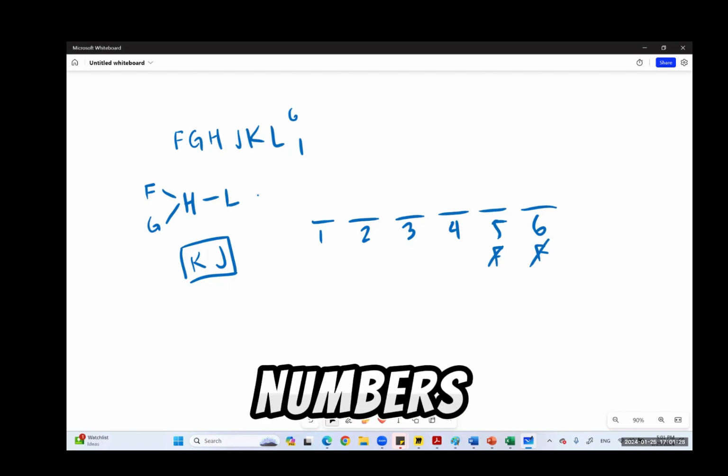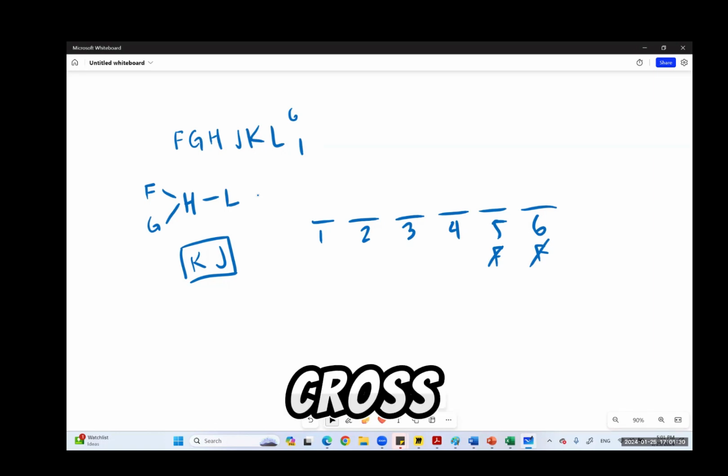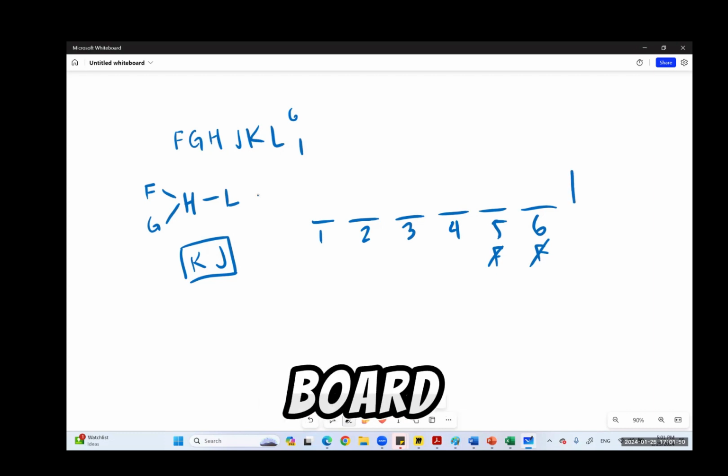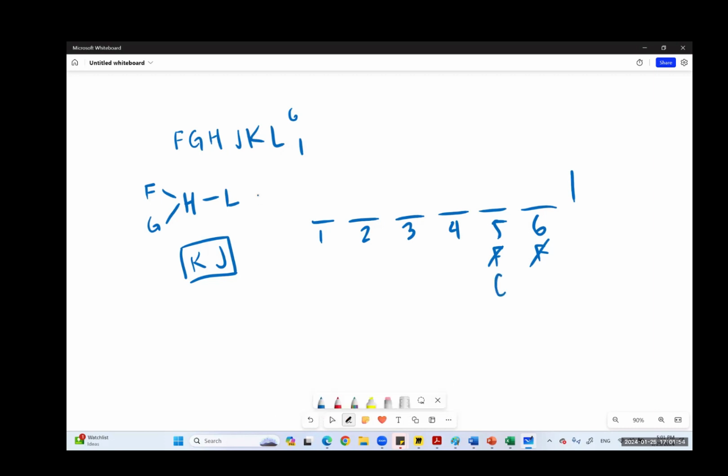I'm just using numbers just to immediately tell where I can cross them off from. Next up, I can do the exact same thing for G. How many must go before G? None. F could, but that doesn't count. How many must go after G? Just like with F, it's actually 2. H and L, those are the 2 entities that must go after G. I'm going to count from the right side of the game board because H and L are going to the right of G, 2 spaces, and that means G cannot go in either 5 or 6.